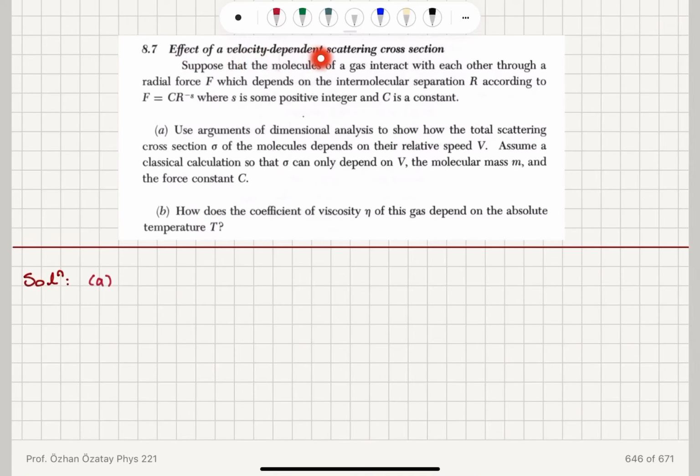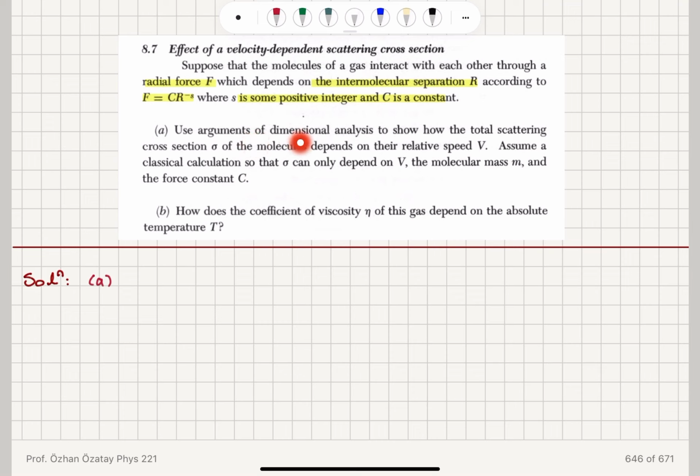Effect of a velocity-dependent scattering cross-section. Suppose that the molecules of a gas interact with each other through a radial force F, which depends on the intermolecular separation R according to F equals C times R to the power minus S, where S is some positive integer and C is a constant.